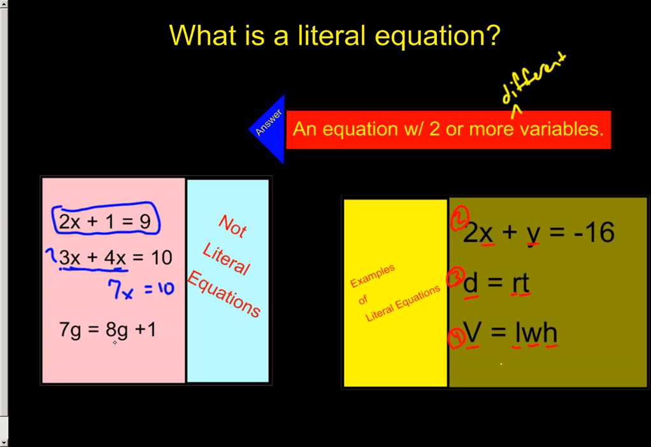Same thing here, after we slide that 8g out of the way by subtracting 8g from both sides, we're left with 1g equals positive 1. And again, it's the same variable, and after we combine like terms, there's only one variable left. That's the reason it's not a literal equation.